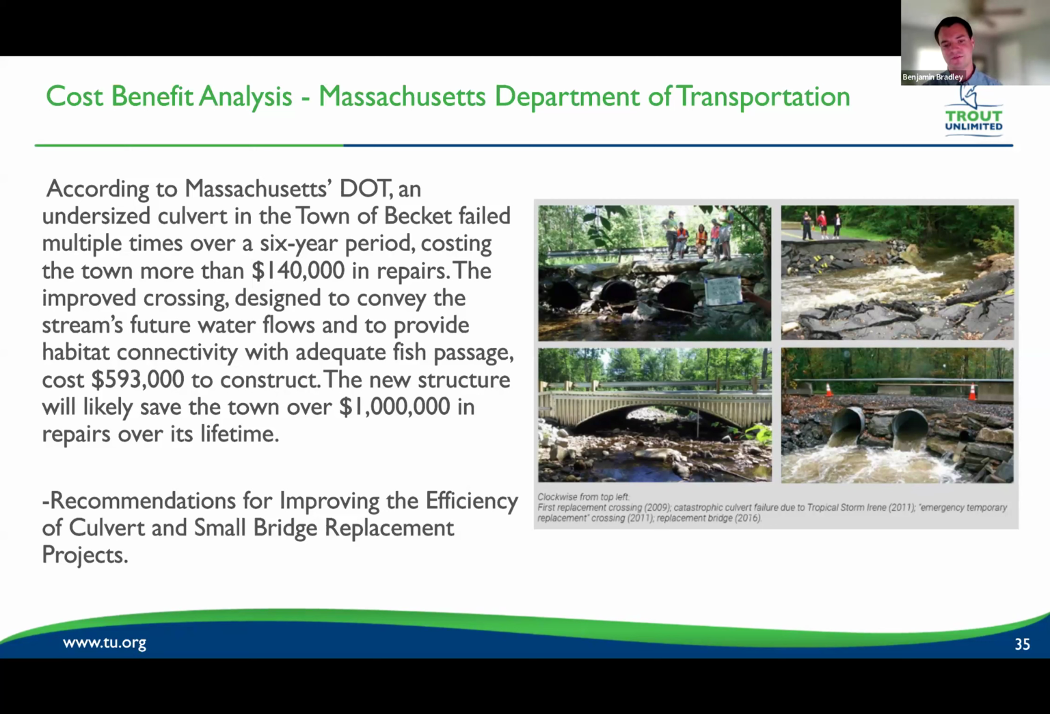They put in a stream sim culvert, $600,000. But if you look at their trajectory of spending $140,000 every 6 years to fix and maintain the culvert, by the time this stream sim culvert needs to be replaced, they would have spent either $1 million or $2.4 million.